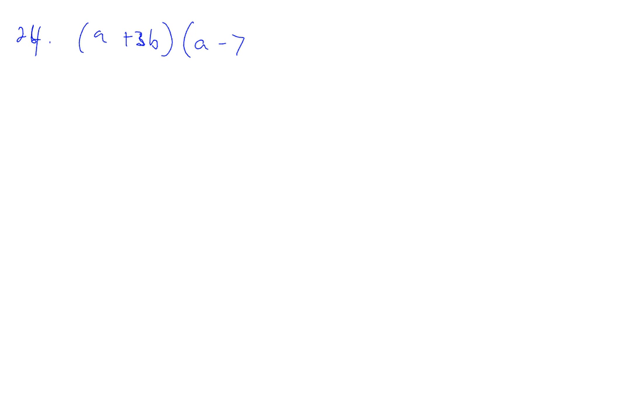Okay, so that's a plus 3b, pardon my writing here, times a minus 7b, that's 24. And 26, x cubed minus 2x times 2x cubed minus 3x. Awesome. I'm going to pause the video, give you time to figure these out. So why don't you just pause where you're at and look up here so I can try to help you guys.